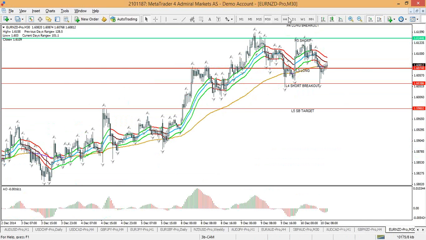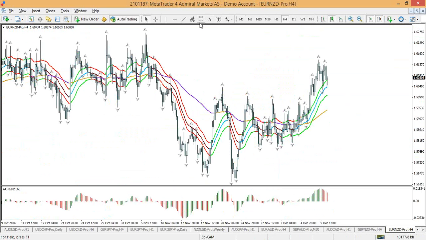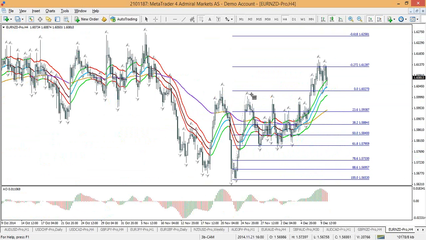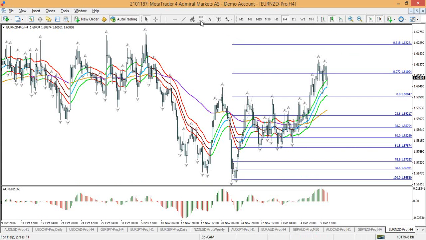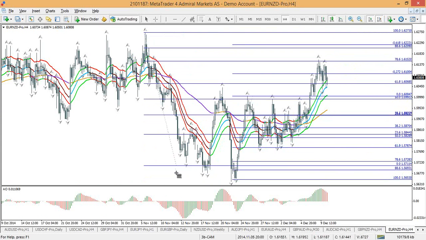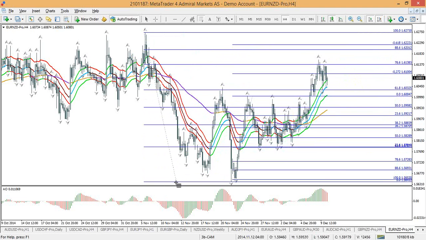Euro New Zealand, let's see, has a 61.8 fib here, plus if you use this swing high, swing low, like this, there's an 886 fib too. So looking for a short around 162-ish. That's something that caught my eye this morning.